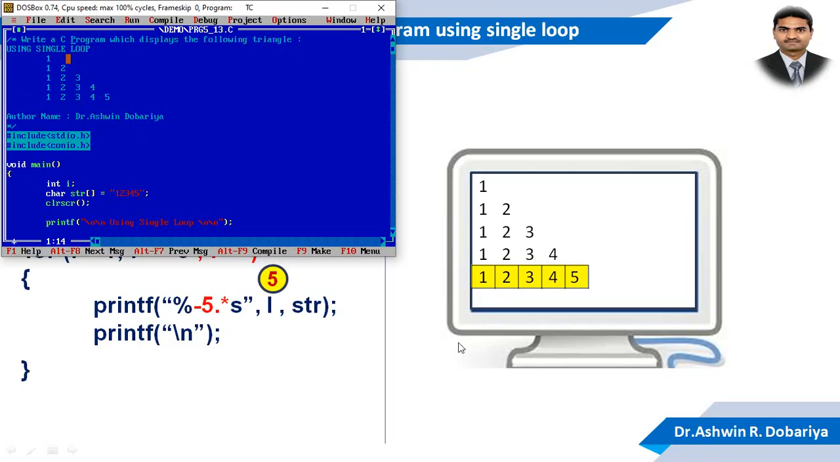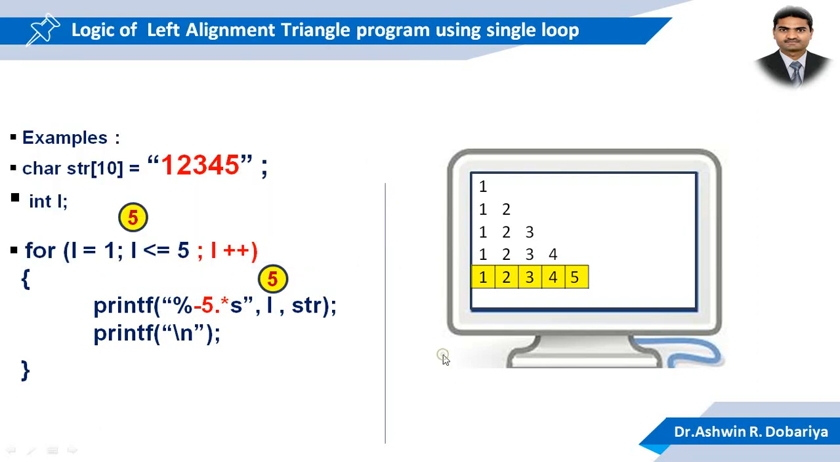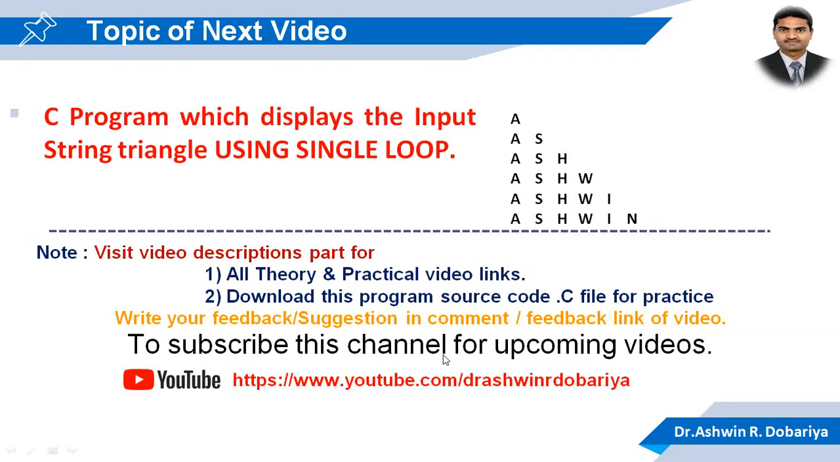So I hope, friends, you enjoyed this video and understood the logic of how we can display the triangle using a single loop. In the next video we will discuss another type of triangle, but in that we'll ask the user to input a string, and whatever input string is given will be displayed as a triangle using a single loop.